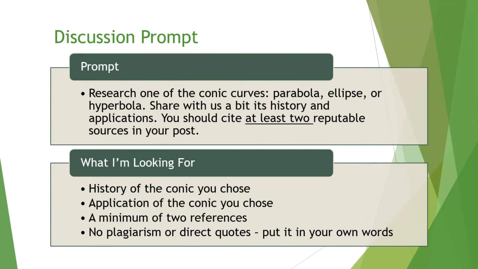So I'm going to be looking to make sure that you're talking about the history of the conic. You're giving us an application, and I'm going to be making sure that you have those 2 references at a minimum. And you want to explain this in your words, so I don't want to see any plagiarism, any direct quotes. So if you have a source and you don't understand what it says, then don't use that source. That means you need to find a different source, because if you don't understand the source, then just copying that information doesn't mean anything because it doesn't demonstrate that you've learned anything. So you want to make sure that whatever your sources are, sources that you understood so that you can summarize what you learned.